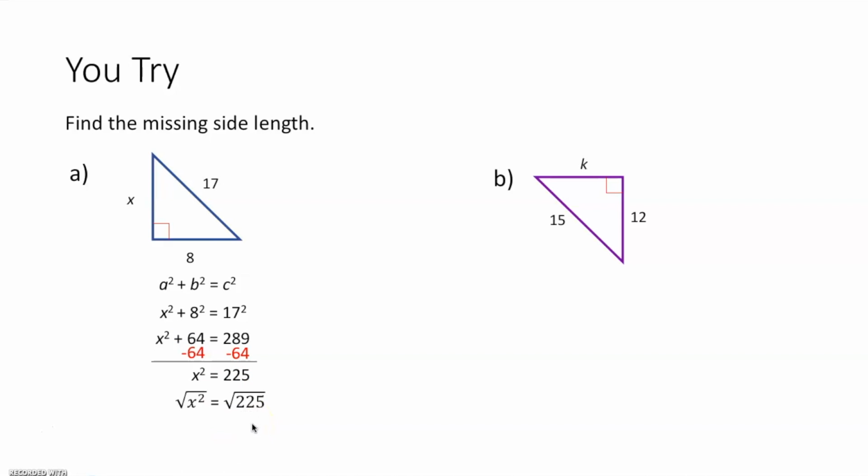We then square root both sides, and again, normally it'd be plus or minus, but we don't have negative side lengths of a triangle, so we don't worry about the negative. Square root and the square cancel each other out. We get x is equal to, and then the square root of 225 we know is 15.